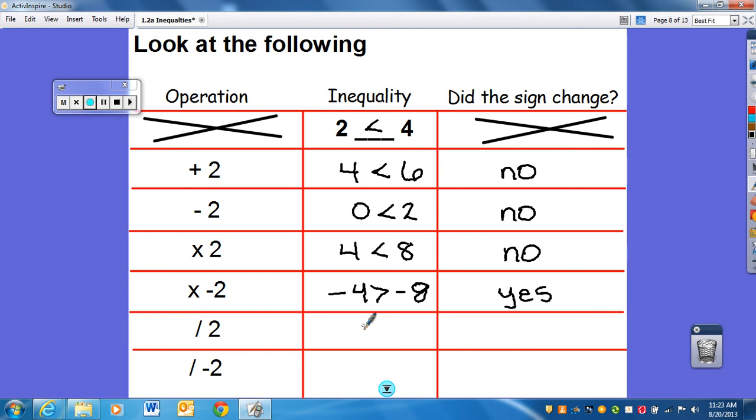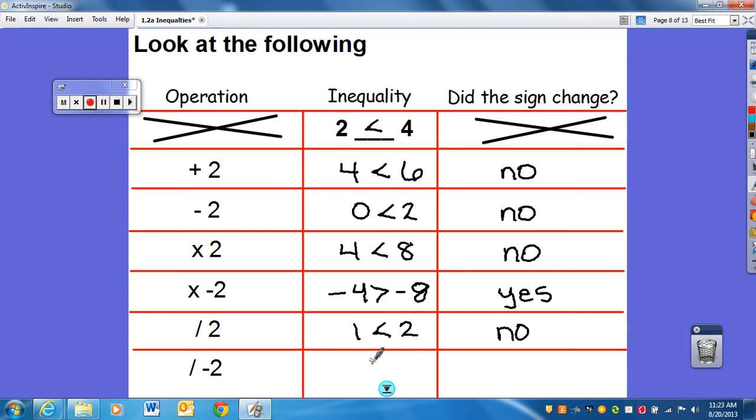Let's take a look at division. So back to your original inequality, 2 divided by 2 is 1, 4 divided by 2 is 2. 1 is less than 2. So my inequality doesn't change from my original. It still stayed less than.